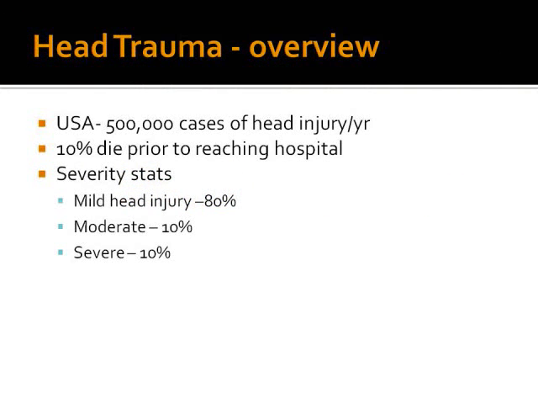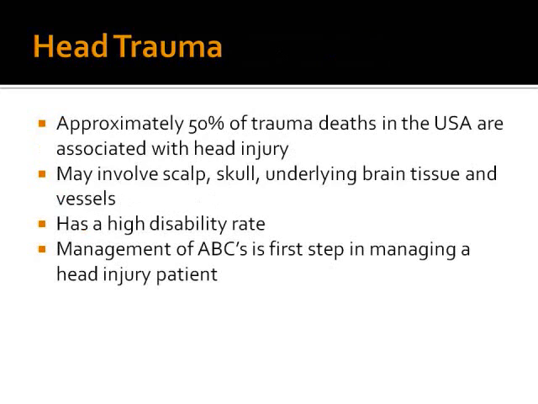Head trauma. Welcome to this lecture on head trauma. In the USA, about 500,000 people have head injury per year, and 10% of those die before reaching hospital. A majority of head injuries are mild, 80%, and moderate and severe head injuries account for 10% each. Approximately 50% of trauma deaths in the USA are associated with head injury, usually involving the scalp, skull, and underlying brain tissue. Head injury has a high disability rate, and the best management is the ABC approach of ATLS.